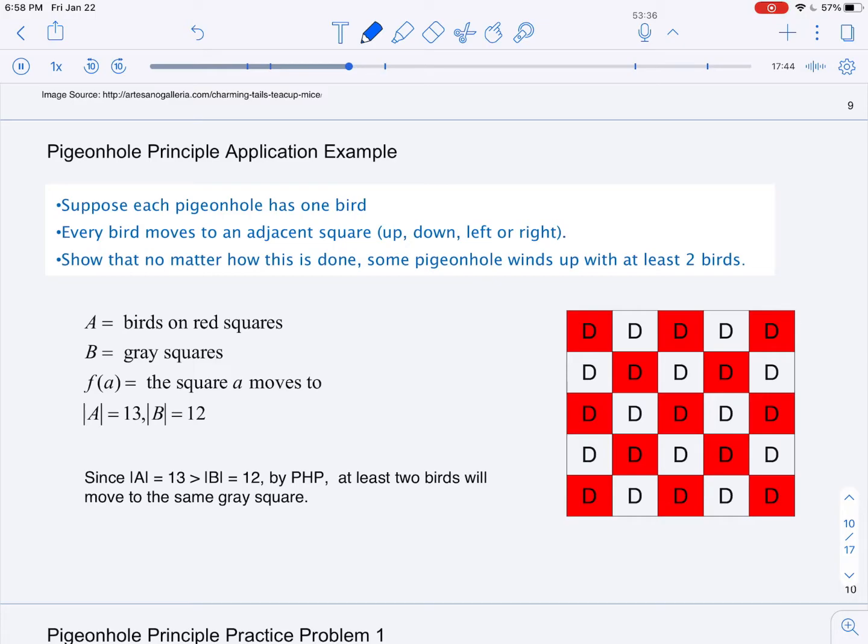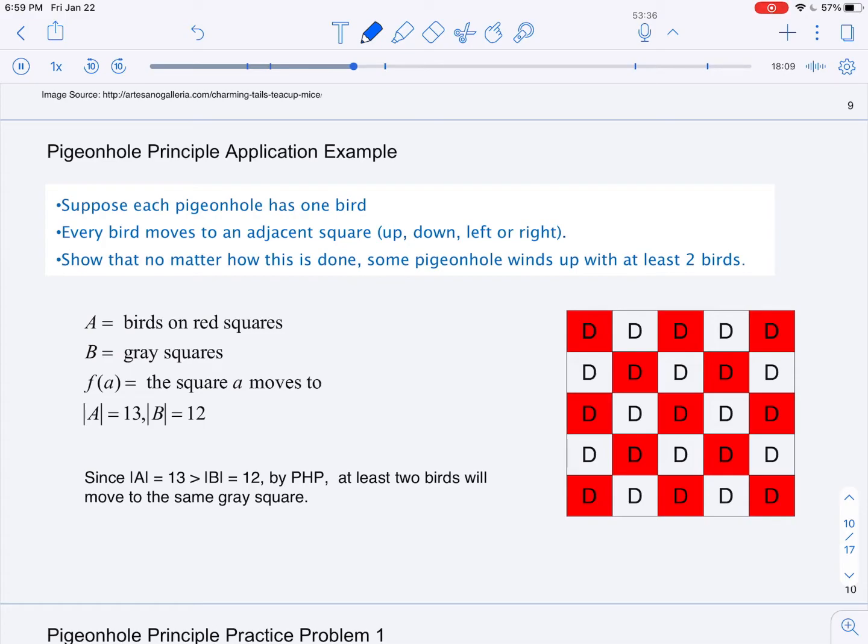And we want to show that no matter how the birds move, we are going to have a pigeonhole with at least 2 birds in it. By no matter how the birds move, I mean as long as they move to an adjacent square, so either up, down, left, or right; they can't move diagonally. So how can we show that this will happen regardless of how they move according to the adjacent square rule?